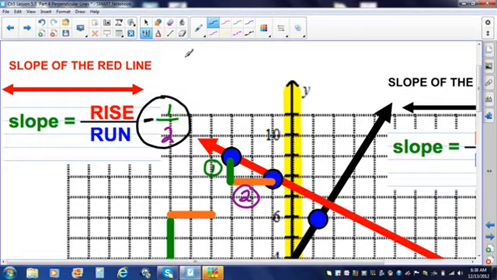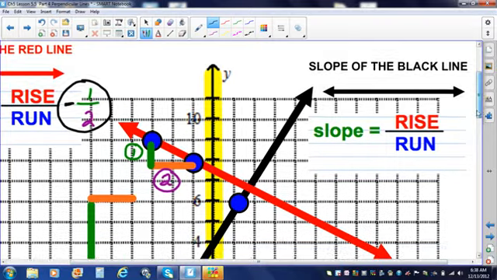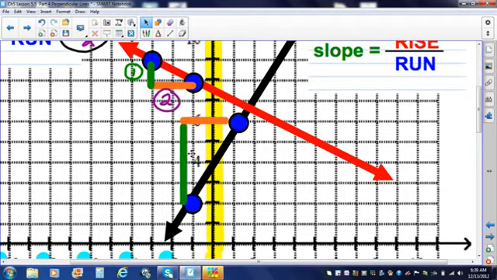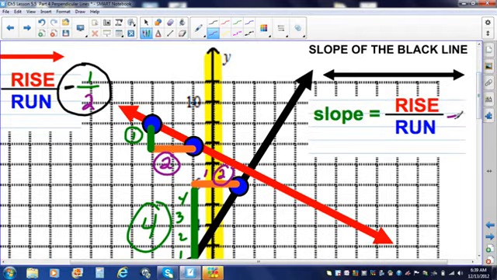Now let's find the slope of the black line. Rise over run. So I've picked 2 points. My rise is going to be 1, 2, 3, 4. My run is going to be 2. So I'm going to simplify 4 over 2. And 4 divided by 2 gives me 2.